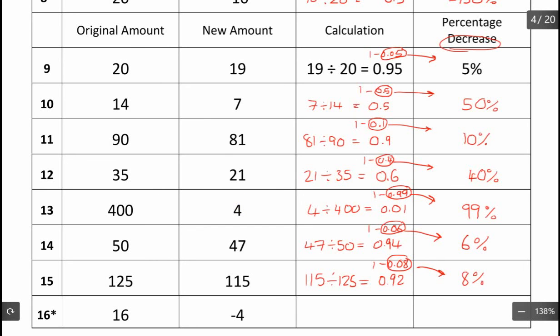And then another tricky one to finish with, -4 divided by 16 is -0.25. What did we take away from 1 to get that? Well, it must have been 1.25. So this is a 125% decrease. Okay.